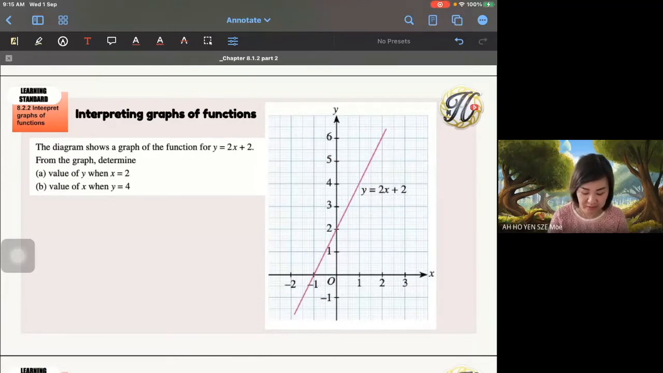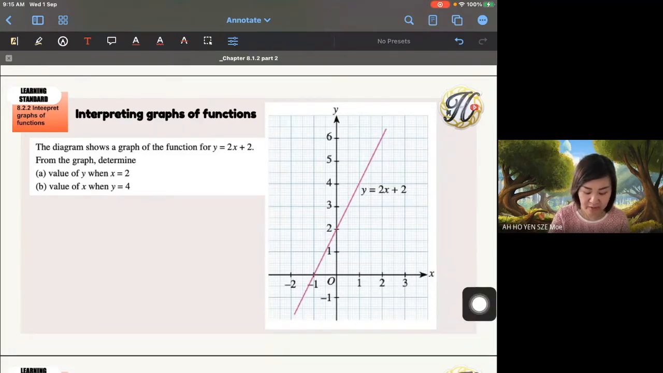Okay, so this is the graph given, y equal to 2x plus 2. The question is, from the graph, determine the value of y when x is equal to 2. So where is your value of x? It is 2. This is x, right? And this is y. So 2 is where? 2 is here. So I need to find my value of y.